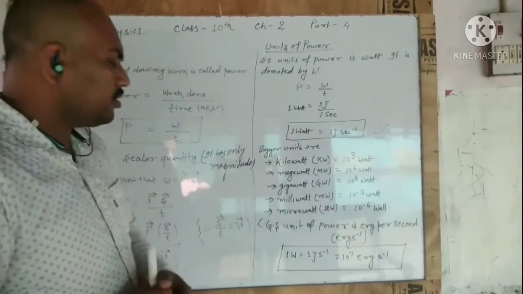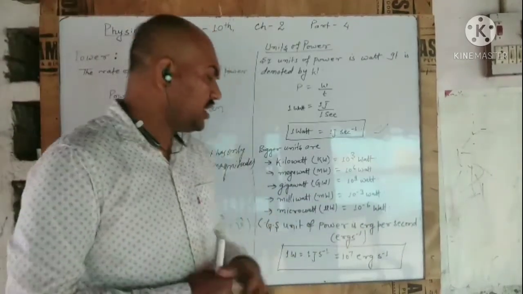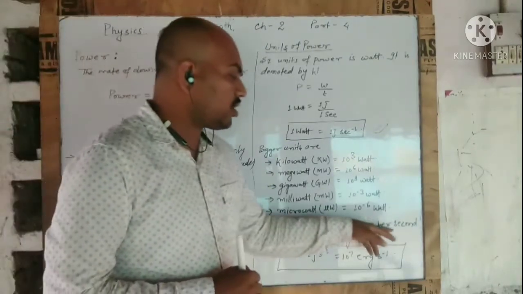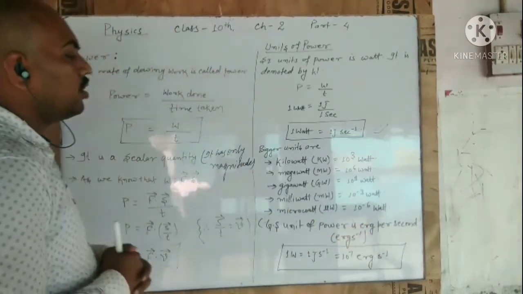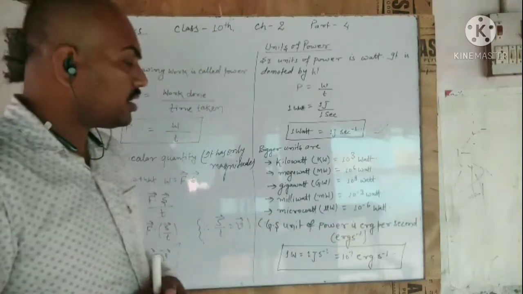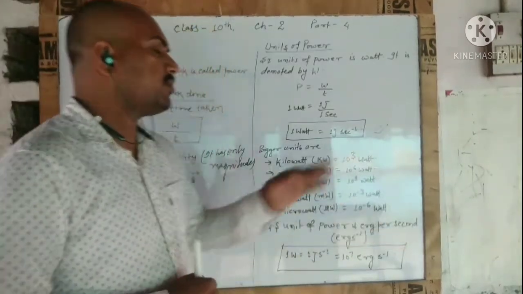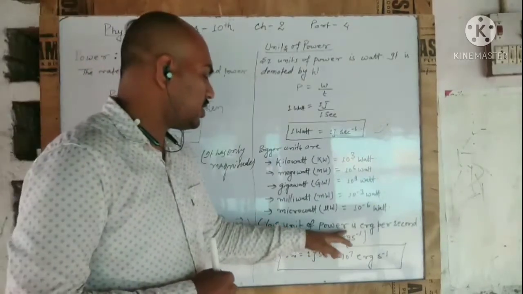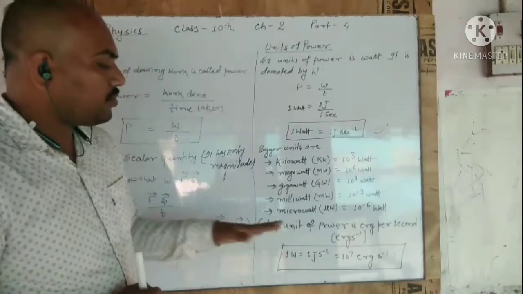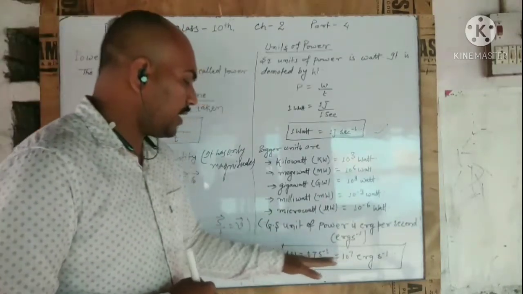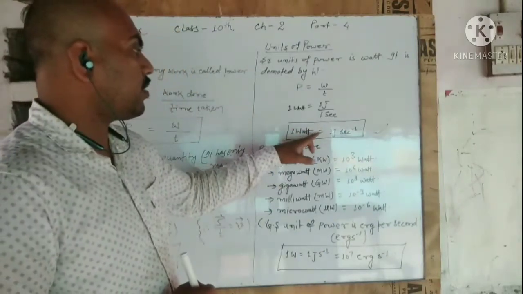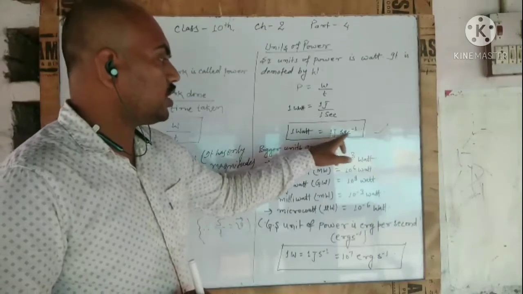Okay, now come to the point, the CGS unit of power. The CGS unit of power is erg per second. The CGS unit of work is erg, and the CGS unit of time is second. That's why the CGS unit of power is erg per second. There is a relation you have to remember: 1 watt is equal to 1 joule per second.